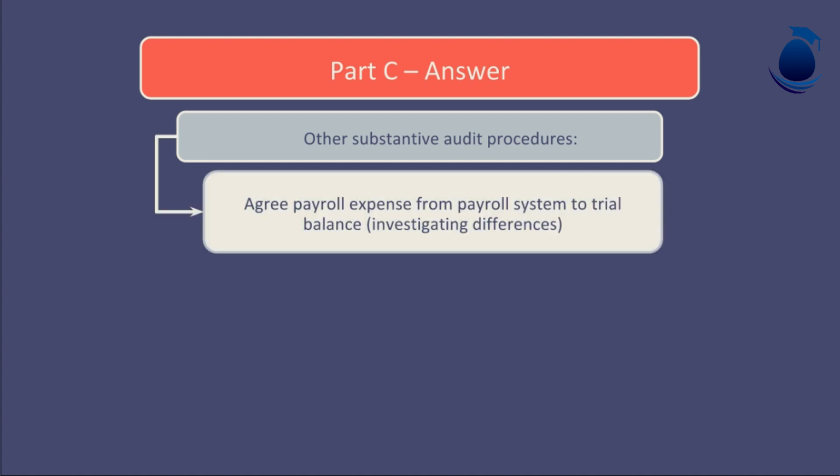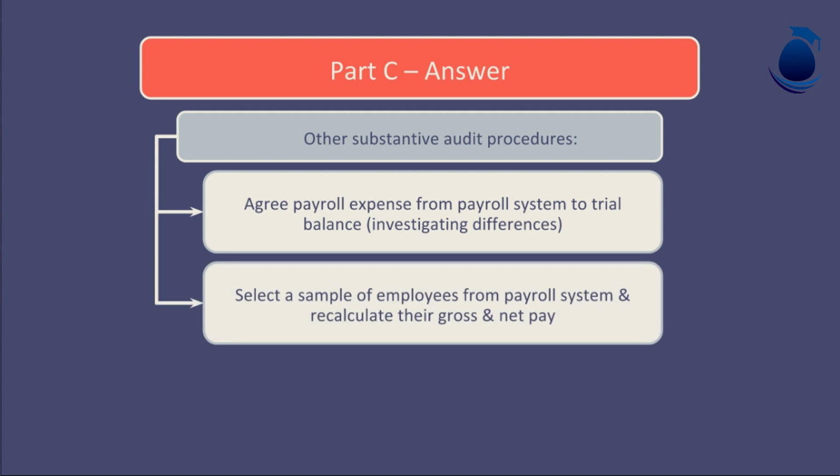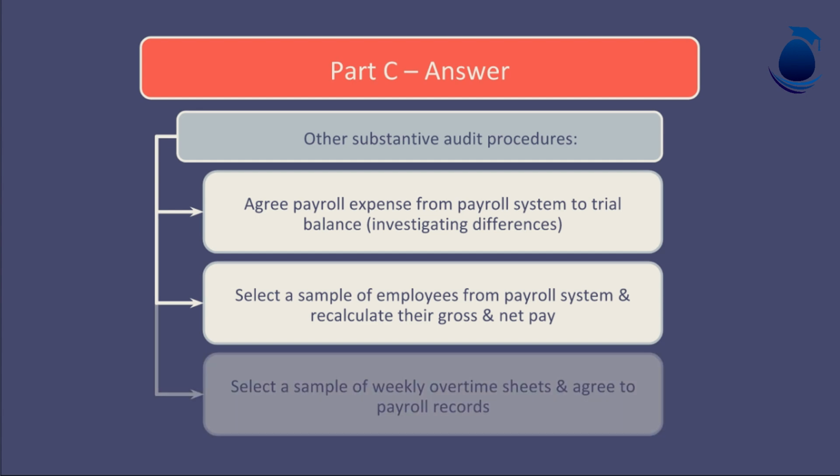They should agree the payroll expense in the payroll system at the year-end to the trial balance and financial statements, investigating any differences. They should also select a sample of employees from the payroll system and recalculate their gross and net pay, comparing to the payroll records for accuracy. As a final procedure, for a sample of weekly overtime sheets, document the overtime and agree to the payroll records.